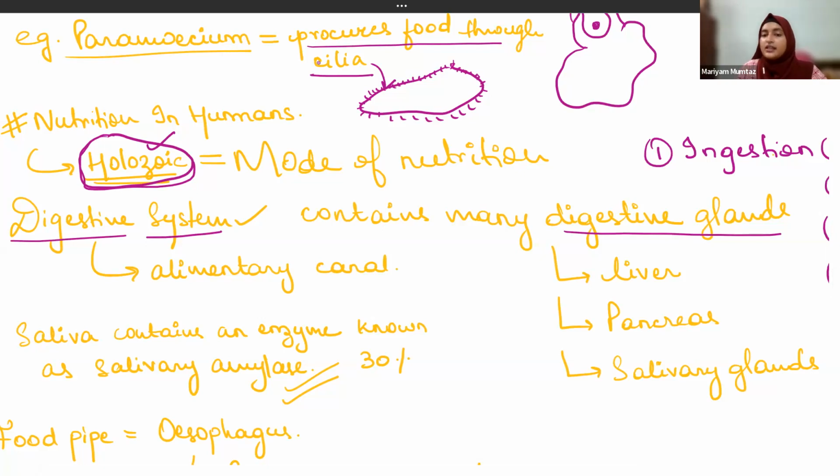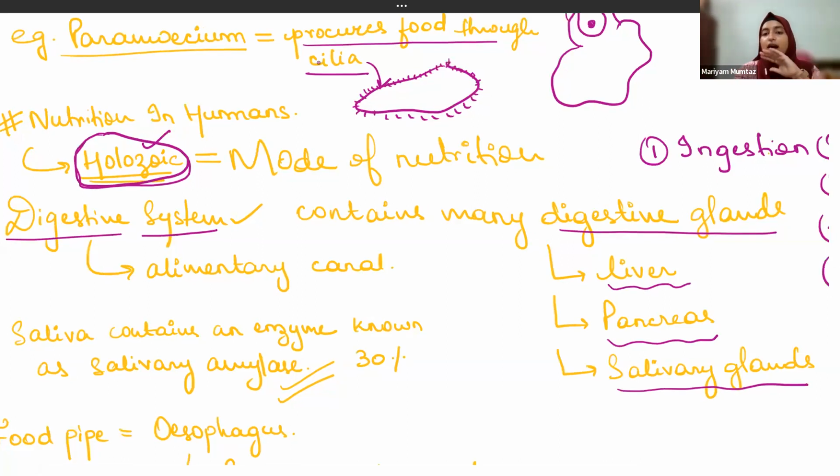And what are the glands? The glands are liver, pancreas, and salivary glands. So these are the three major glands that are present in our body for the process of digestion. Do you know which is the largest gland?